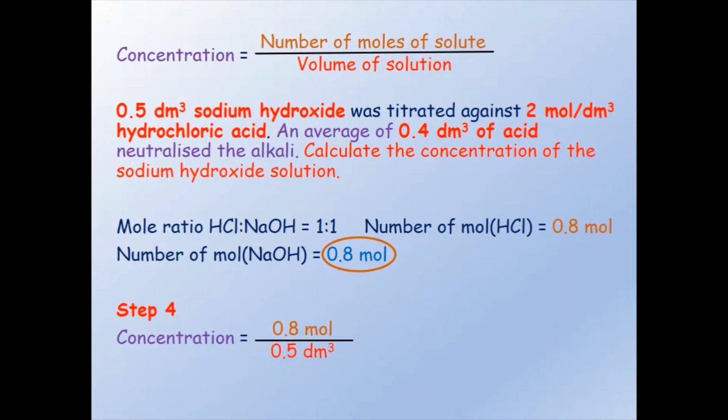So we get 0.8 mole divided by 0.5 dm³. This gives us a concentration of 1.6 mol/dm³ for the sodium hydroxide solution.